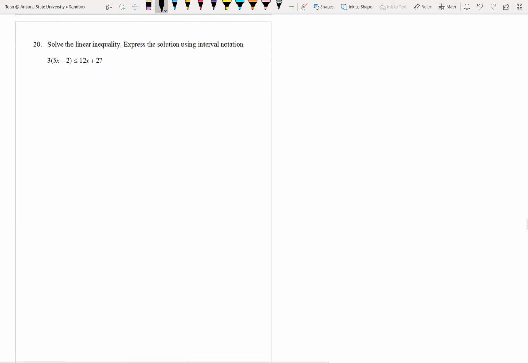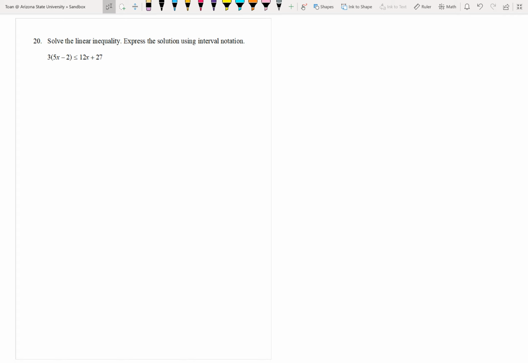Number 20, solving linear inequalities. It's just like solving a regular equation. Just get x by itself. The only extra thing we have to do is make sure our final answer is in interval notation. So the first thing I'm going to do is just go ahead and distribute this 3. I'm going to break down the parentheses. So that's 15x minus 6, less than or equal to 12x plus 27.